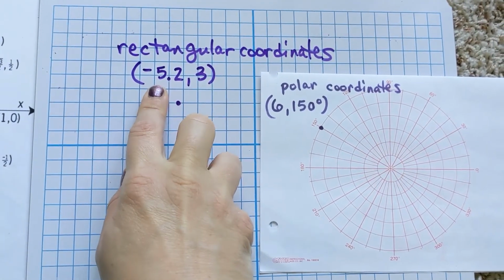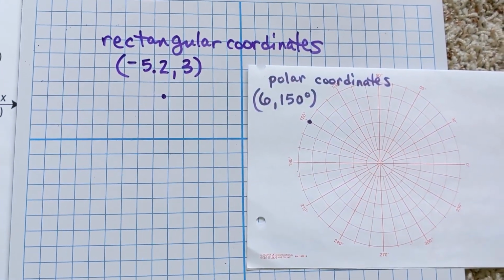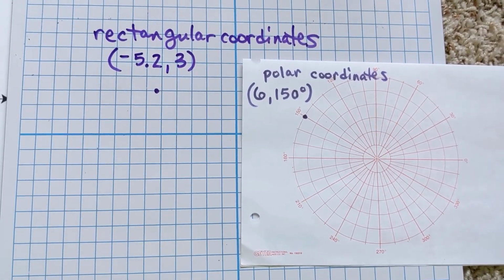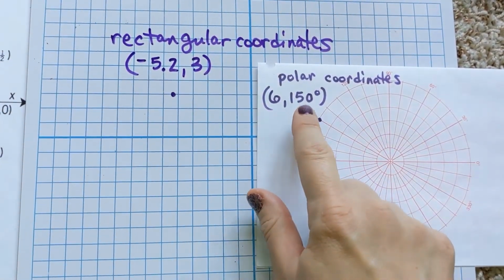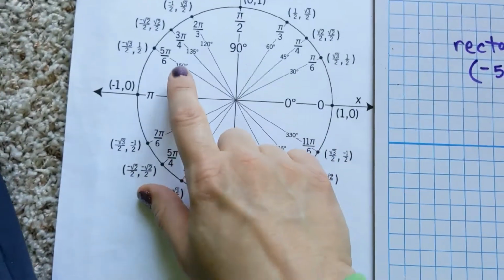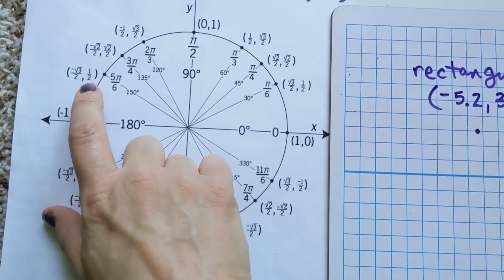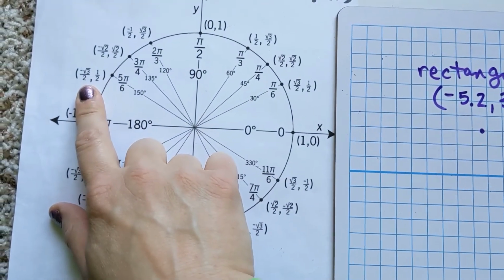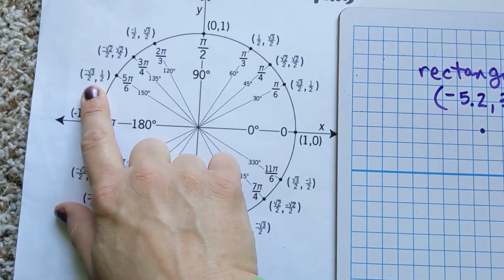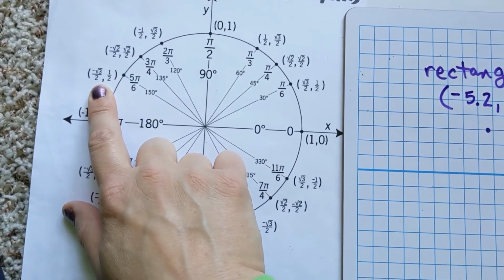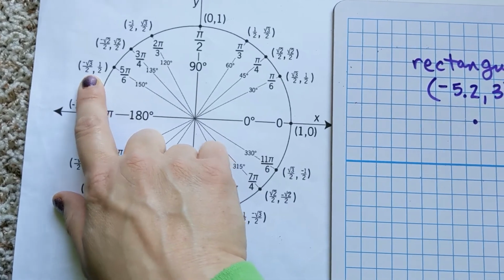Now, this one's a decimal. We're not actually going to change ours to decimals. We're going to leave them with square roots and whole numbers and such like that. But 150 degrees, if you looked on your unit circle, those numbers, it's your x and your y, which are your rectangular coordinates, are negative square root of 3 over 2 and 1 over 2.